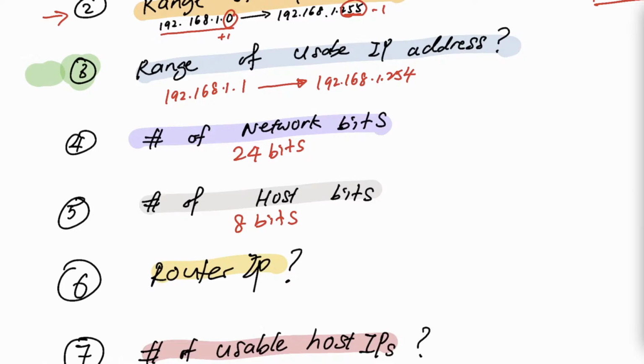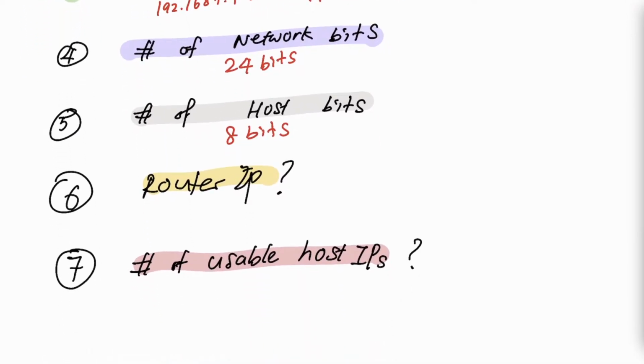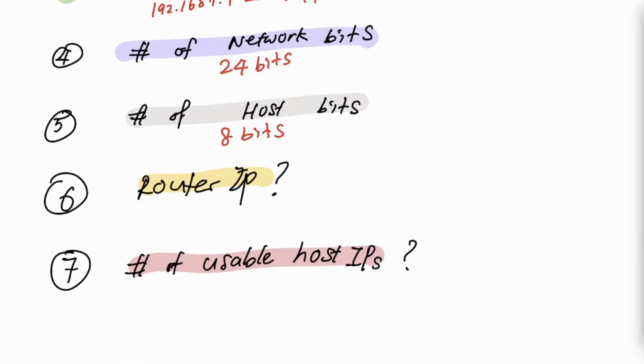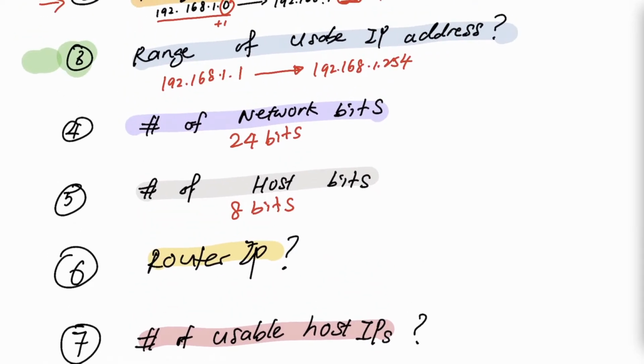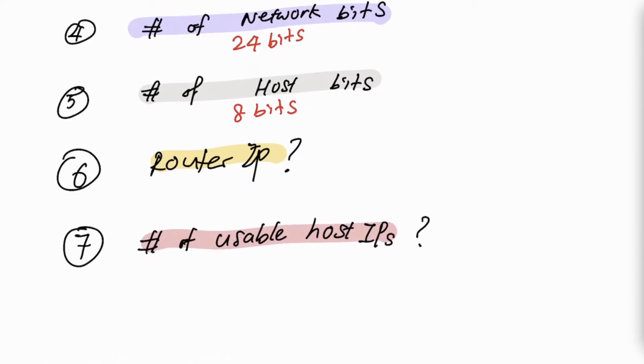Next one, the last two. What is your router IP? If we follow the Cisco guideline, what IP address should we give to the router? We always want to give the last usable. So here we already have the last usable, and we take this IP address and assign it to the router. The answer is 192.168.1.254, the last usable IP address in your LAN.